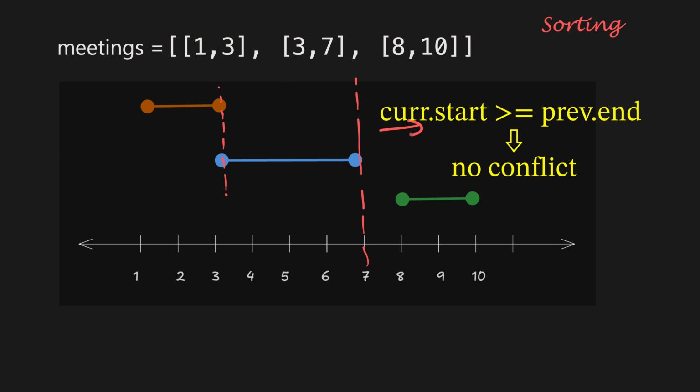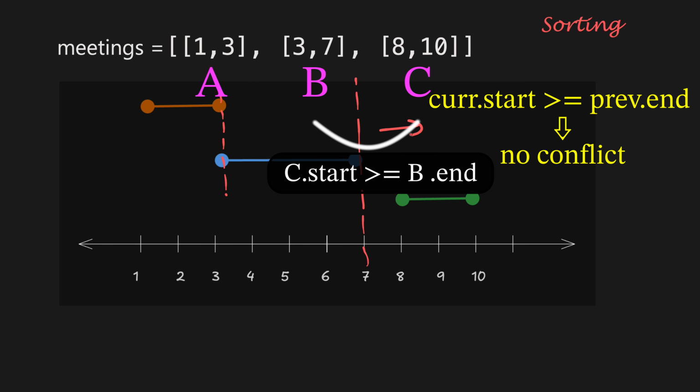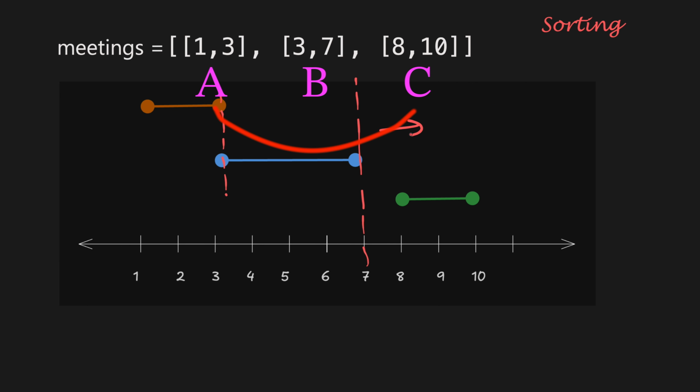For example, if we have three sorted meetings, like these ones, let's label them A, B, and C. If A ends before B, we are good. When we check for C, we only need to ensure that B ends before C. This eliminates the need to check whether A ends before C or not. So, we don't need to compare a meeting with all the previous meetings, but just the one immediately before it in the sorted list.